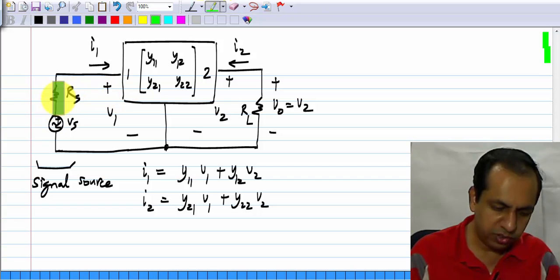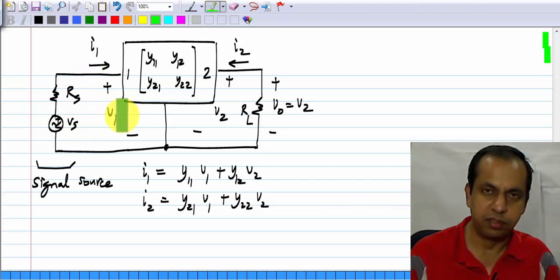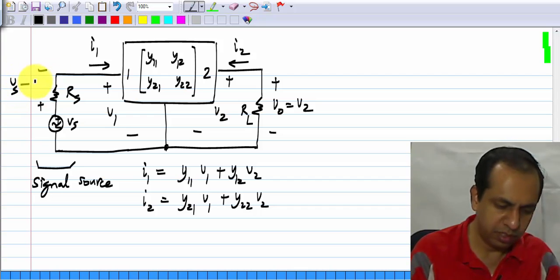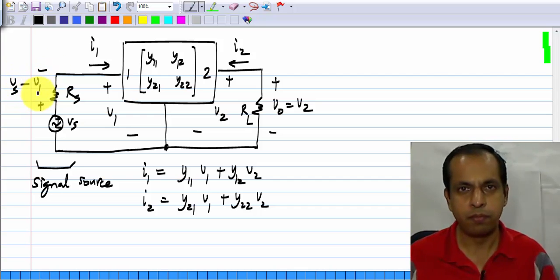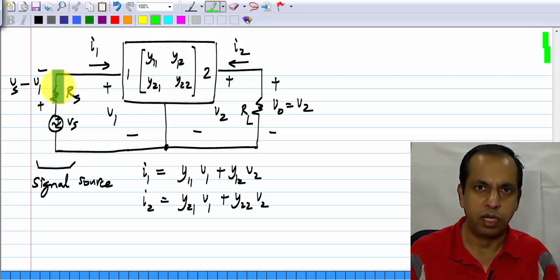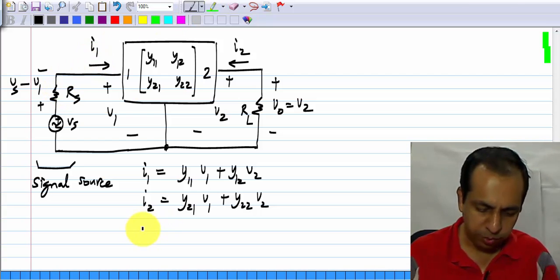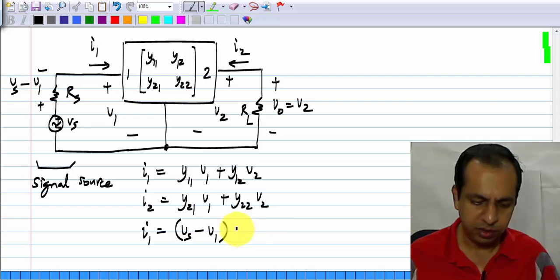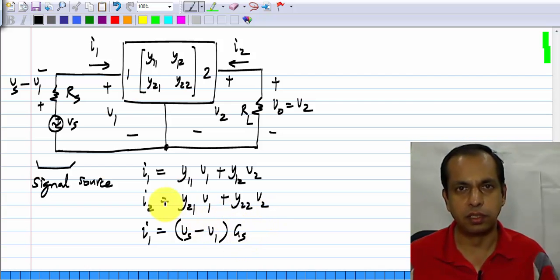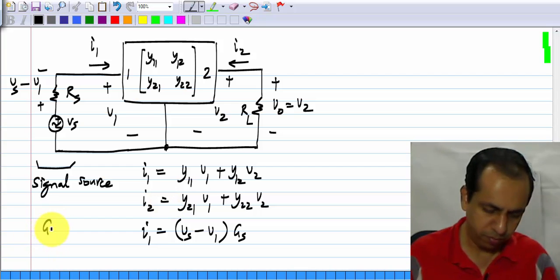We know that the voltage across this resistor is Vs minus V1. Okay. That is, here we have Vs minus V1. So the current through this, which is equal to I1, has to be Vs minus V1 times 1 by Rs or Gs, which is the conductance.